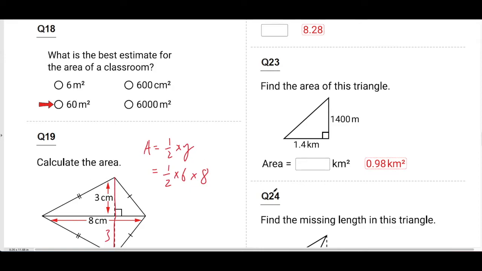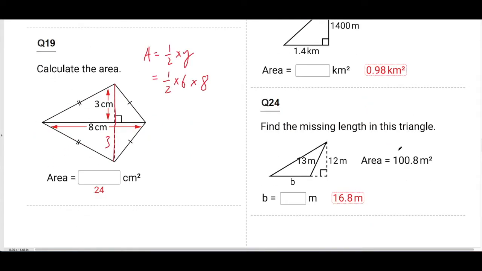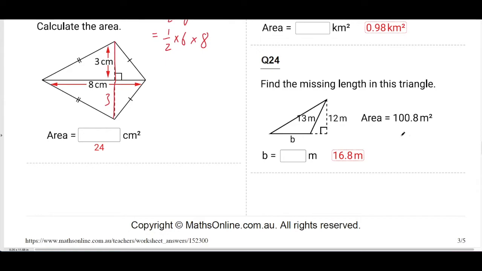24, find the missing length of this triangle. Okay, so you haven't done these questions in the past, so I guess it's forgivable that you got this wrong. But basically, you need to find an expression for the area, right? Because they give you the area. So area is equal to half times base times height.